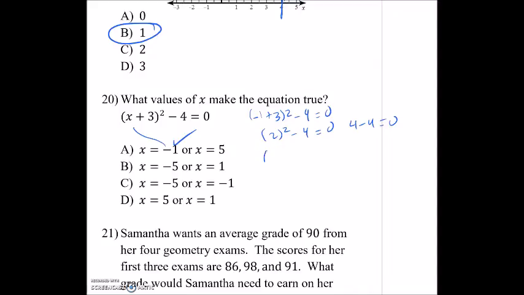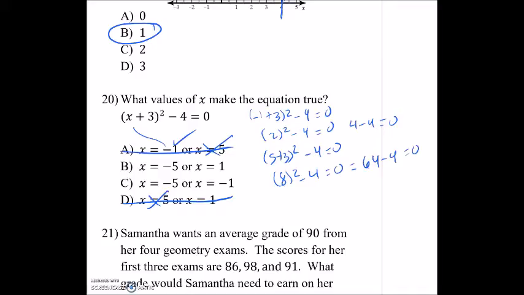Let's try the 5. 5 plus 3 squared minus 4 is equal to 0. That's 8. 8 squared minus 4, that gives me 64 minus 4, which is equal to 0. That's not true. So anywhere where you see a 5, it's not going to work. So it can't be A or B.